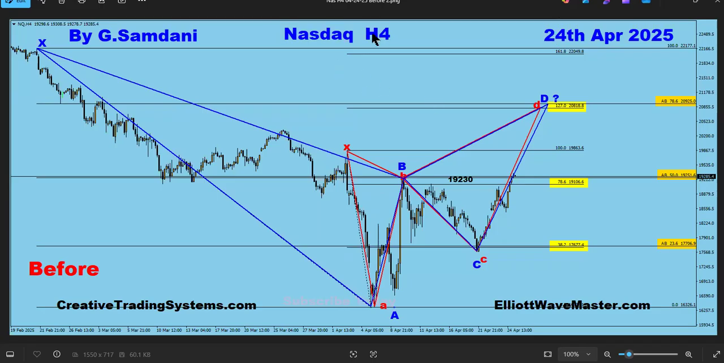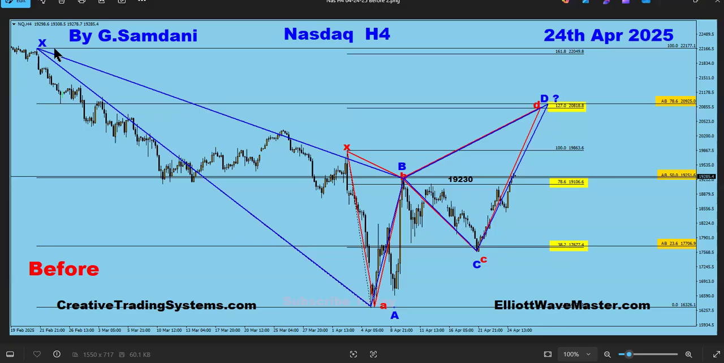This one is a Nasdaq 4-hour chart, and I made this on April 24th. I made one before also, but this is the one that I want to take with you. These are a couple of harmonic patterns I drew on this. The reason for these patterns, or even Elliott wave, is that you try to find the turning points and targets, right? So where it is going, how far it's going to go, where it's going from, and where the turn is going to happen.